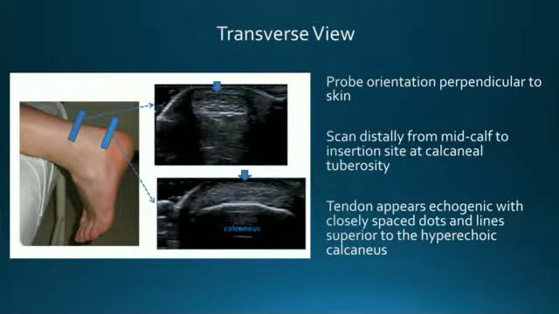In the transverse view, the probe will now be moved 90 degrees towards the patient's left side, with the probe marker towards the patient's left side. Again, the tendon will be scanned distally from the mid-calf location to the insertion site at the calcaneal tuberosity. The tendon in this view will appear echogenic with closely spaced dots and lines superior to the hyperechoic calcaneus, which will cast a posterior shadow.